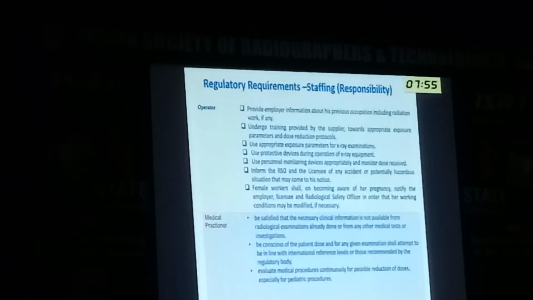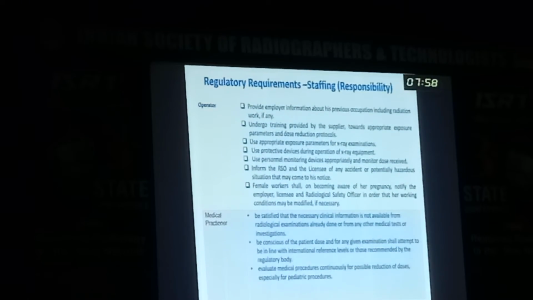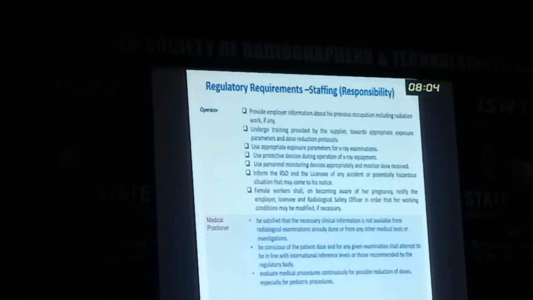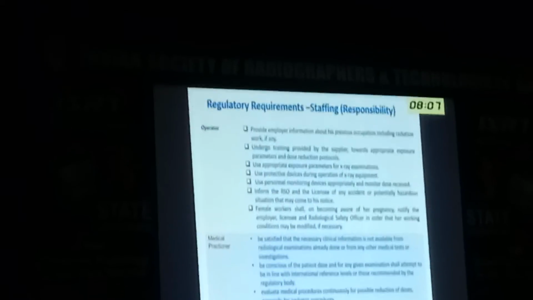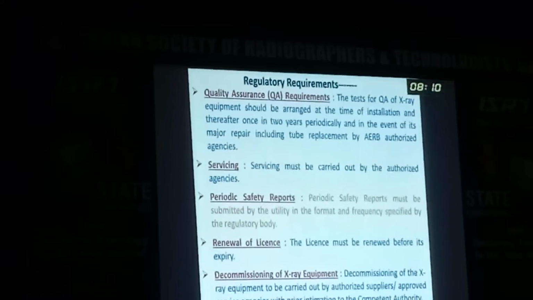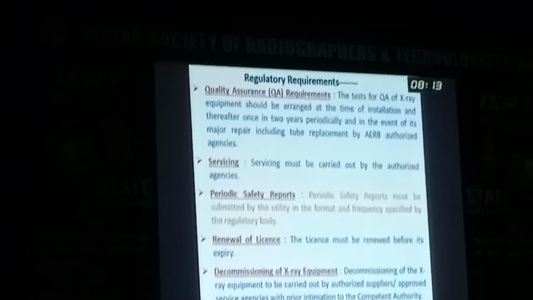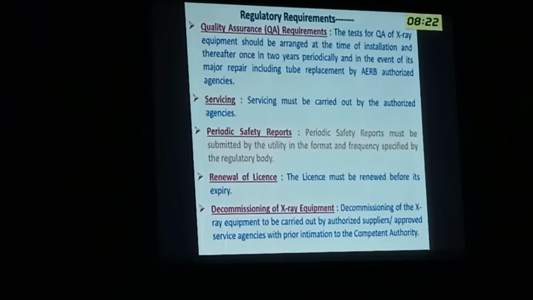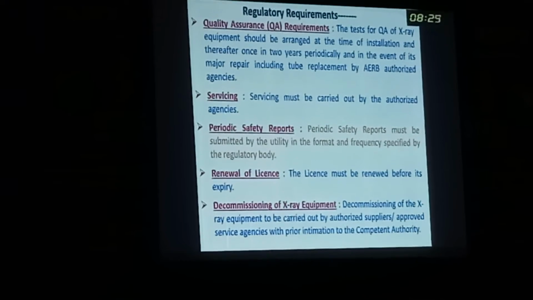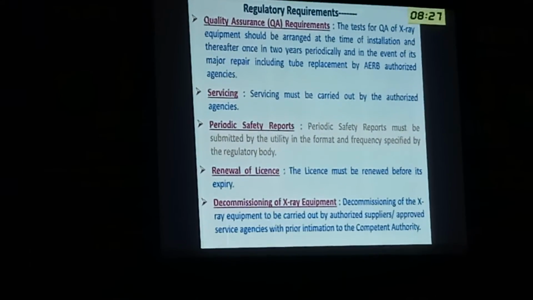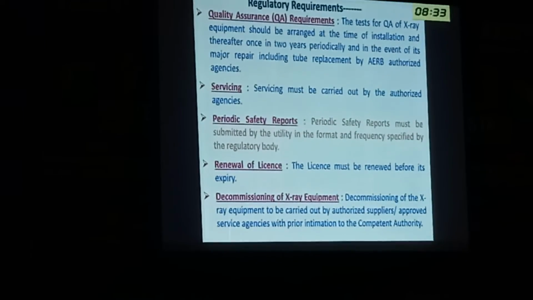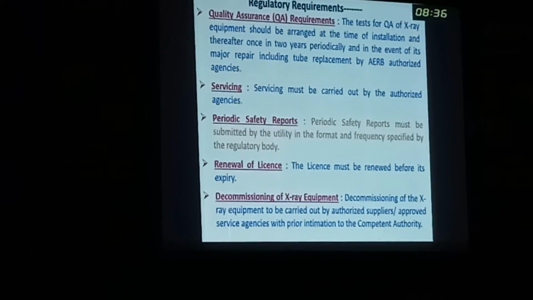And medical practitioners also have some roles. Basically they should evaluate whether further CT or X-ray are justified or not. And then thereafter periodic quality assurance is required. So quality assurance during installation, then thereafter every 2 years periodically, or if there is any major repair including tube replacement or servicing. Then a periodic safety status report needs to be submitted by the facility, renewal of license, and decommissioning. Decommissioning permission is to be taken and then intimation of decommissioning is to be given.